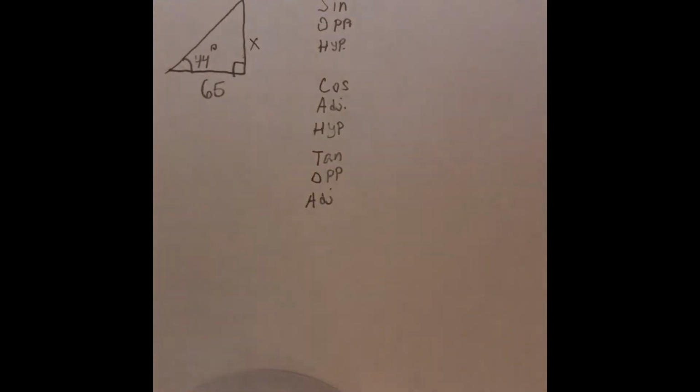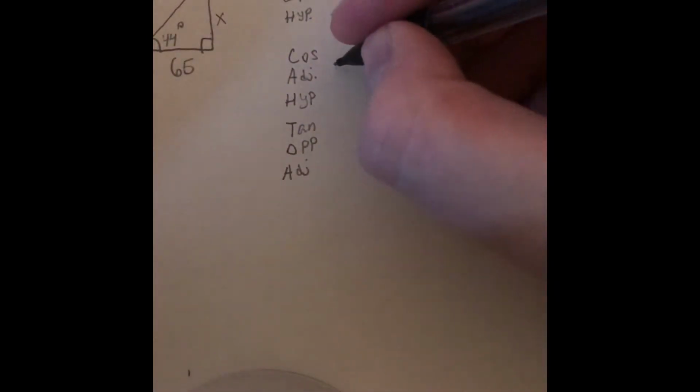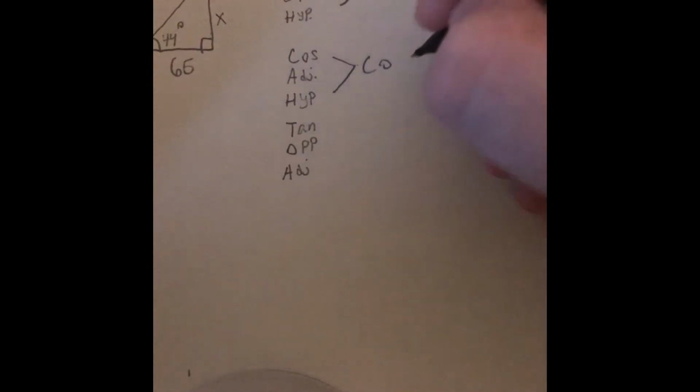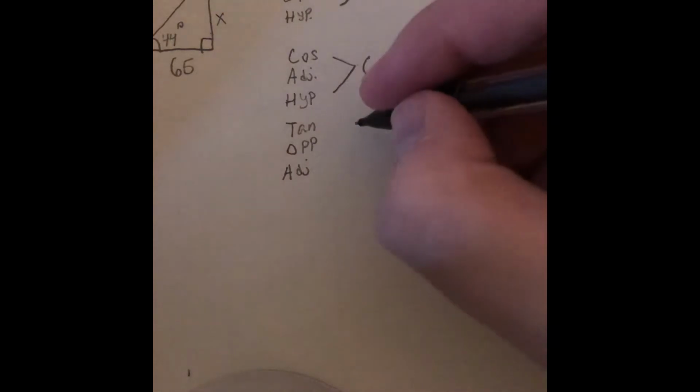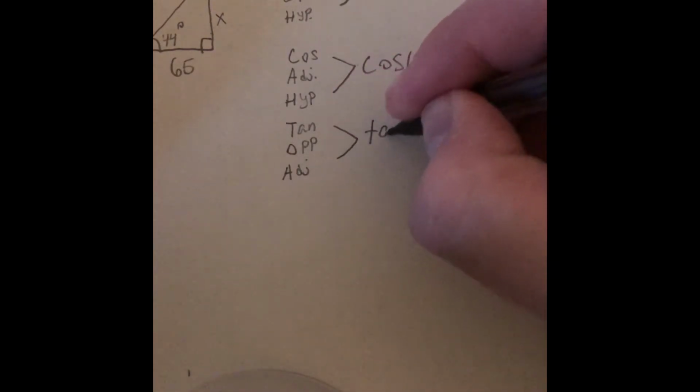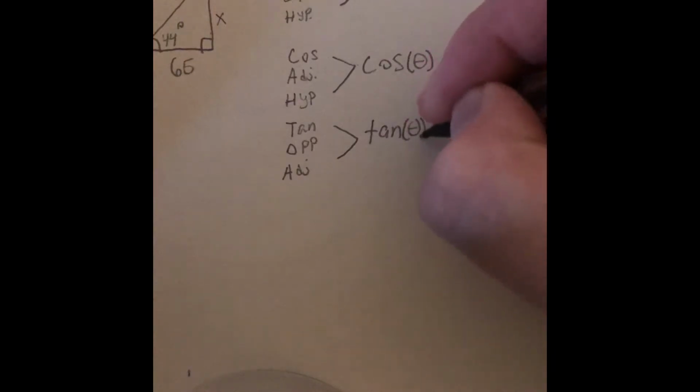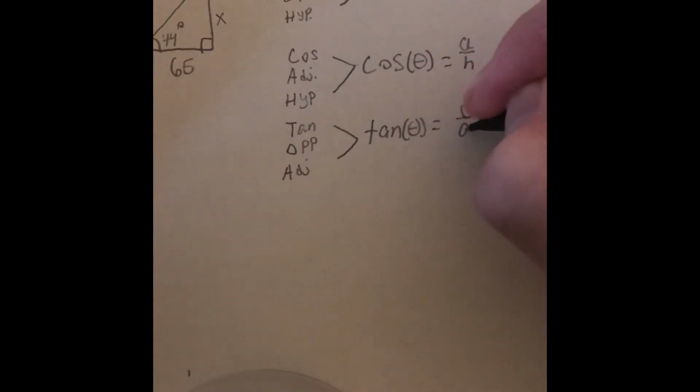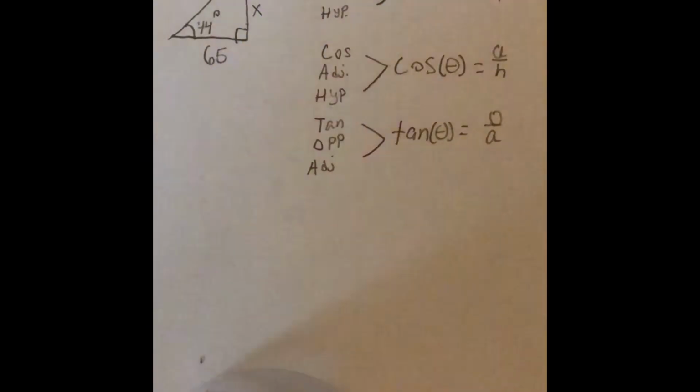So what does this really mean? Well, this first one is saying that sine of theta is equal to your opposite length over your hypotenuse. This one is saying cosine of theta is equal to your adjacent over your hypotenuse. And then lastly, this is saying tangent of theta is equal to your opposite over your adjacent. Cool, so we have that down.